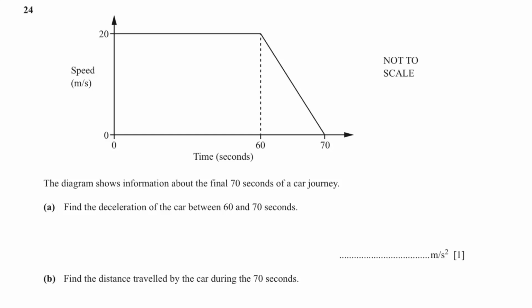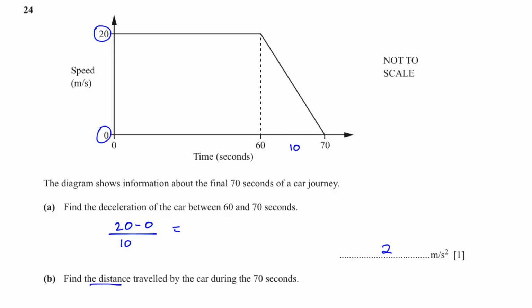Question number 24 is a speed time distance graph, and we have to find the deceleration of the car between 60 and 70. So to find the deceleration, you will do the final velocity minus the initial velocity. So 20 minus 0 over the time taken. Between 60 and 70, how many seconds are there? 10. So divide by 10 and the answer is 2 meter per second square.